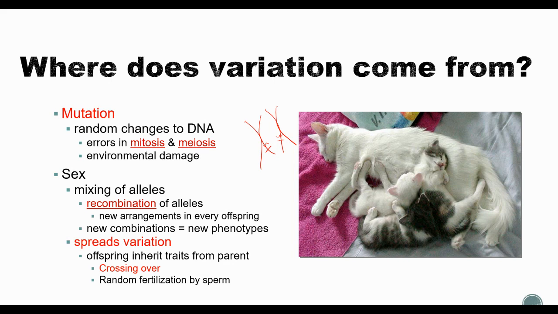And then also random fertilization by sperm. So you have a random egg being mixed with a random sperm. So not just the two parents, but also what genes are those two parents giving, because remember, they're only giving half of their alleles because they're giving one copy per gene.